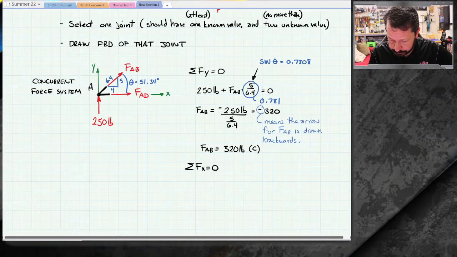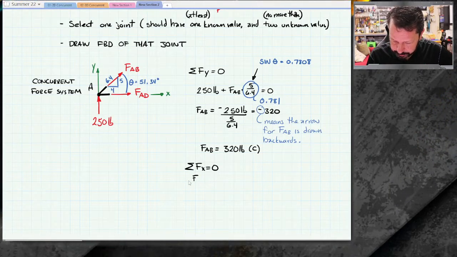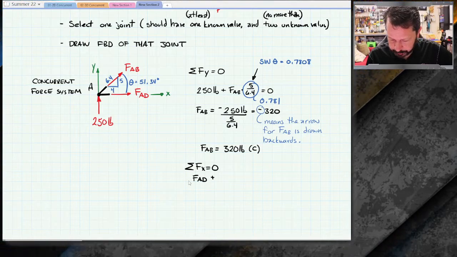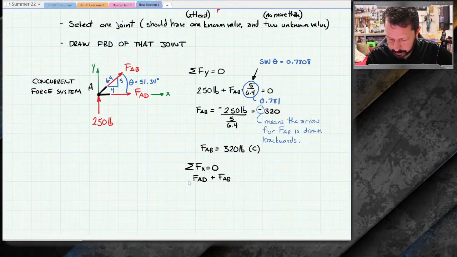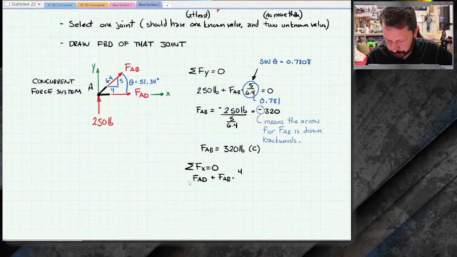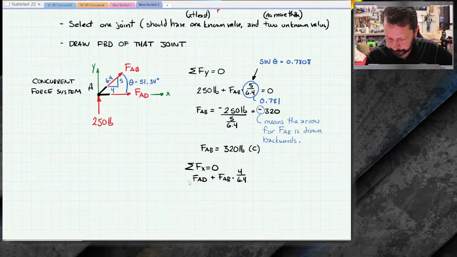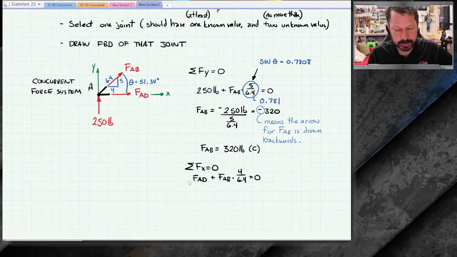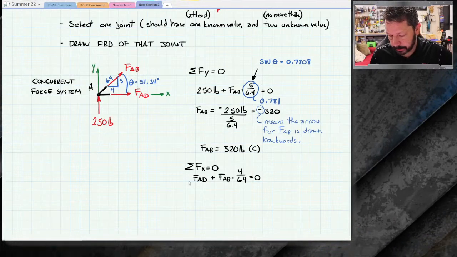So looking at my free body diagram, again, I'm usually not going to plug the values in until after I've written the equation based on the diagram. So according to the diagram, I've got FAD plus FAB, and I need the cosine, which would be the 4 over 6.4 equals 0. The 250 has no x component, so it doesn't go in this equation.